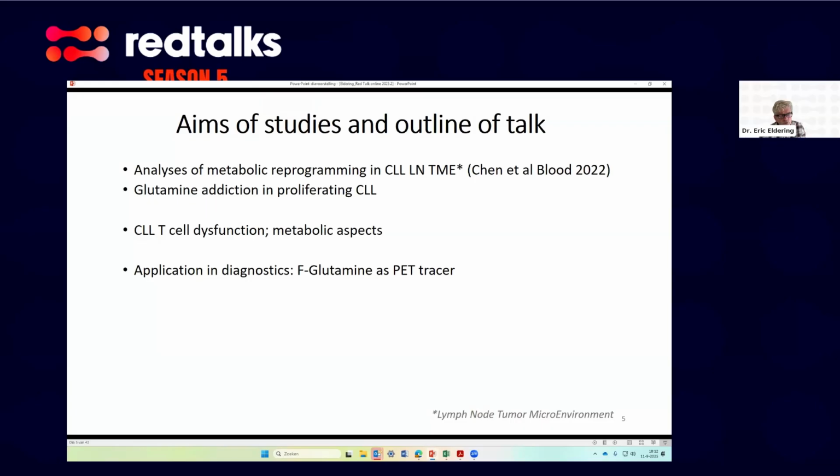And I would like to end with a practical application based on our work on glutamine importance for CLL. We are developing labeled glutamine as a PET tracer, and I hope to end with that if time allows.